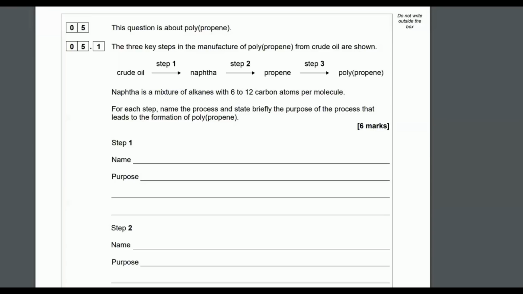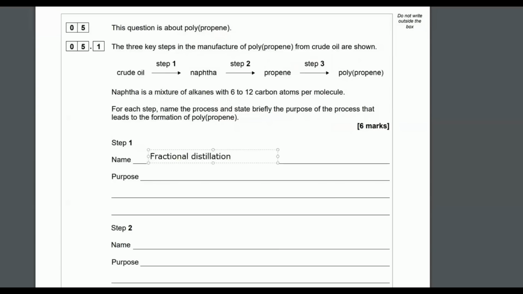Question 5 is about polypropene. 3 key steps in the manufacture of polypropene from crude oil are shown. We've got crude oil, step 1 going to naphtha, step 2 to propene, step 3 to polypropene. Naphtha is a mixture of alkanes with 6 to 12 carbon atoms per molecule. For each step, name the process and briefly the purpose of the process that leads to the formation of polypropene. Pause, have a go.